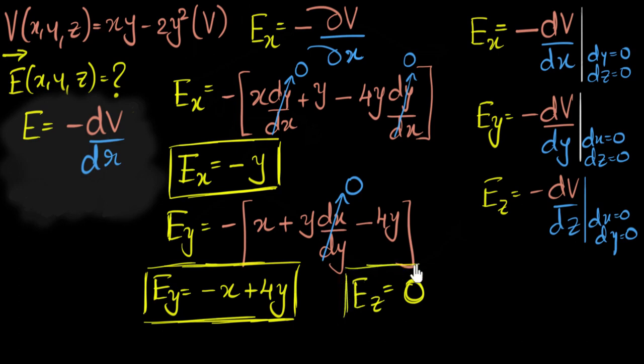And it kind of makes sense. If there is no z term in this, that means when I take a small side step in the z direction, the voltage doesn't change at all in the z direction. And that means that there is no z component of the electric field.